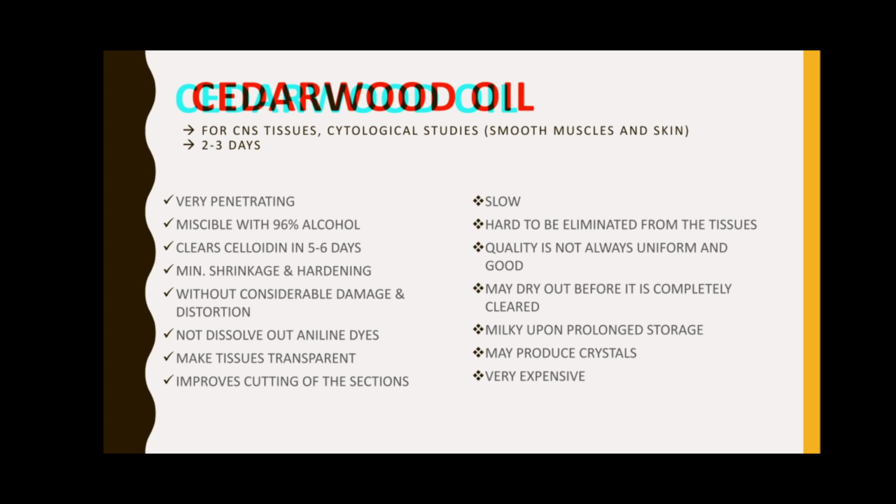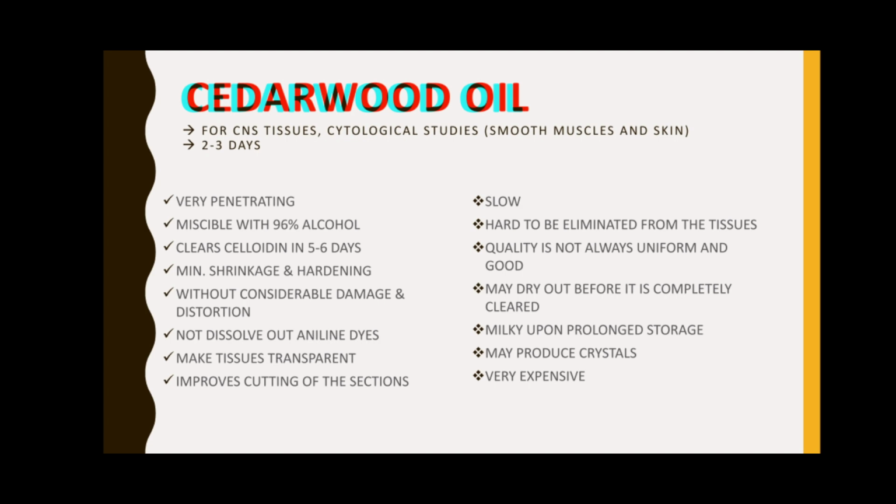Cedarwood oil that has been previously used to clear acetic alcohol fixed tissues may produce crystals with a melting point of approximately 35 degrees Celsius and therefore interfere with adequate clearing of tissue. The solution must be heated to 200 degrees Celsius in order to dissolve the crystals and restore the solution to its normal state. This cedarwood oil, class, is also very expensive.